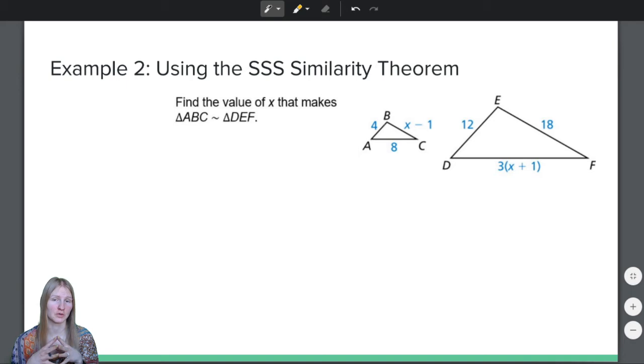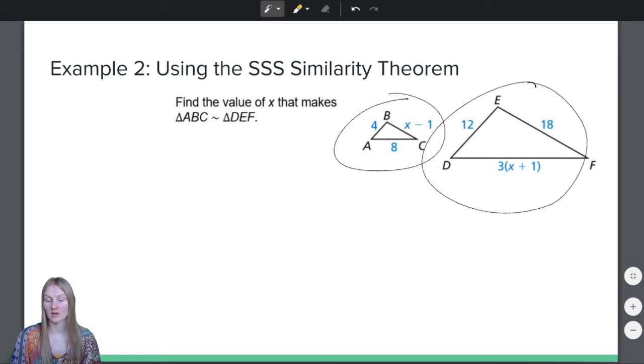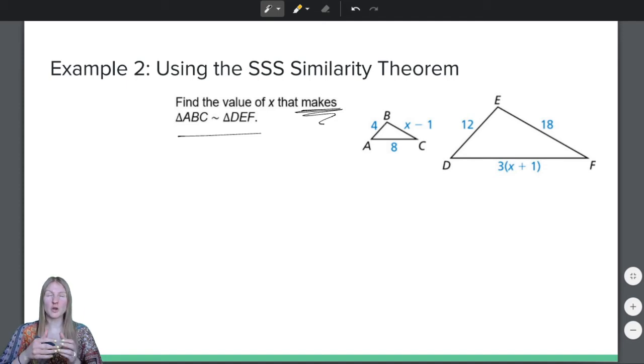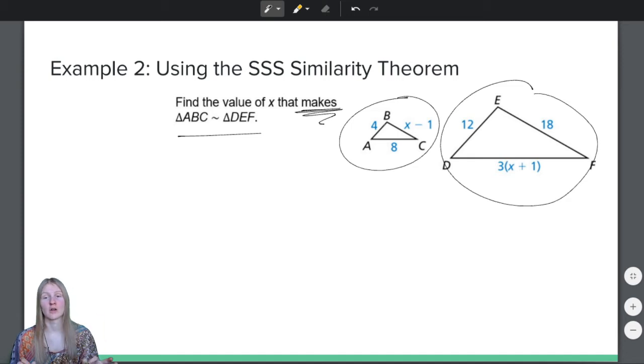This also uses the SSS similarity theorem, but this problem says something different. Instead of trying to decide, are these triangles similar, we're saying, find the value of x that makes them similar. What would make these 2 triangles similar to each other? Pause the video and think about it. If these 2 triangles are similar, all of their sides need to be proportional.